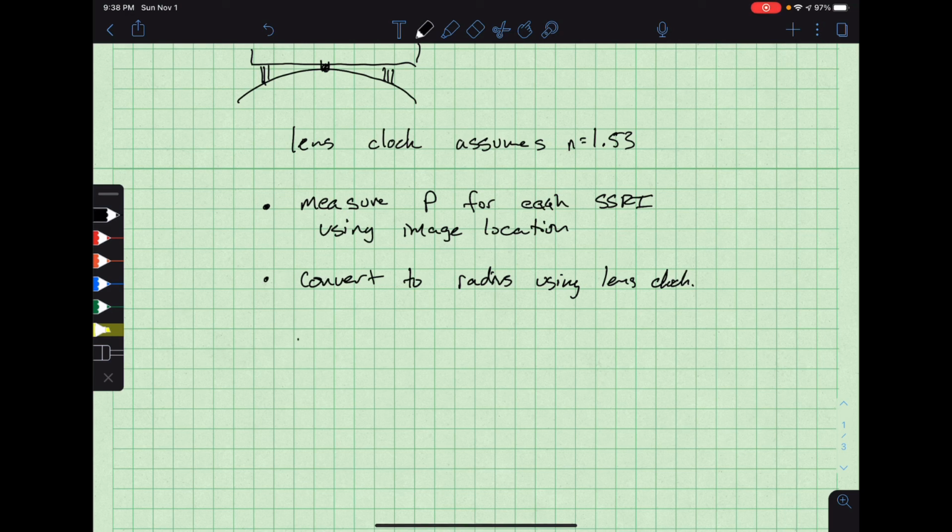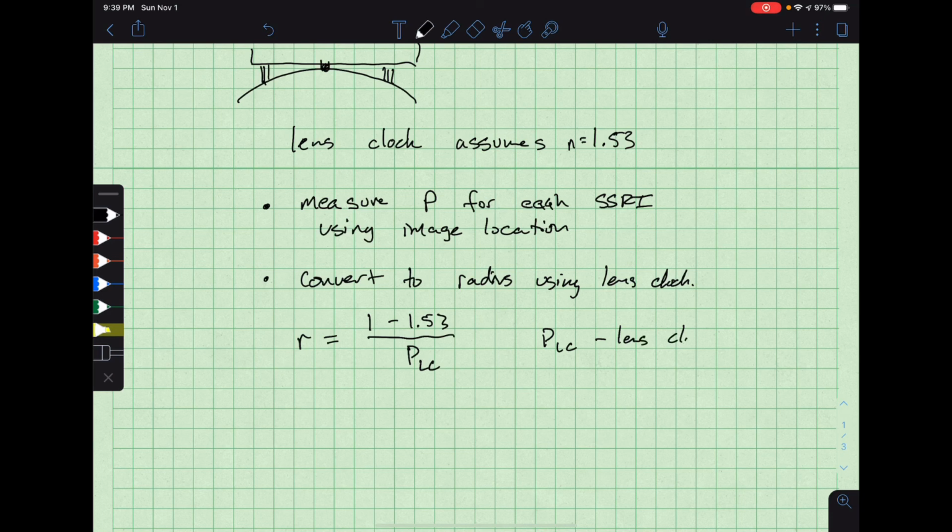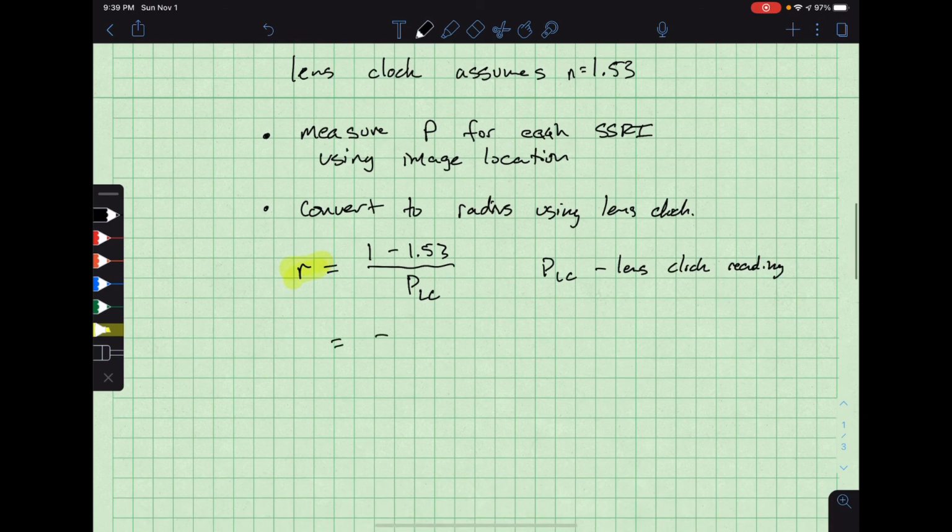We could do this conversion based on solving that earlier formula. The lens clock assumes an index of 1.53, so our index 1 is air, our index 2 is 1.53, and the power reading on the lens clock would be given by PLC. So this is the lens clock reading. And we can then just calculate and solve for R. So if we simplify this equation a little bit, this is just negative 0.53 over the lens clock reading PLC, and that would give us the radius of curvature for our SSRI.